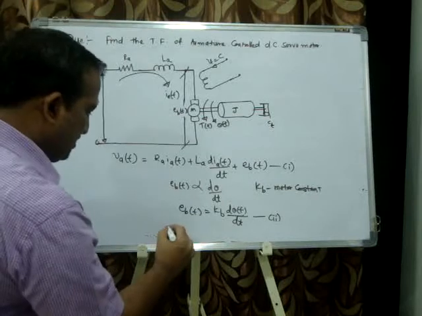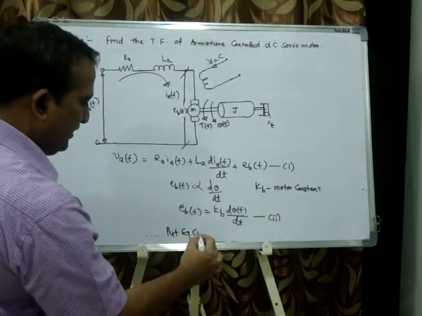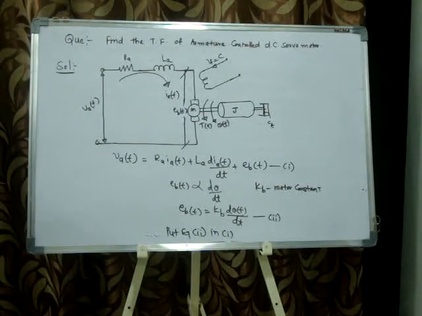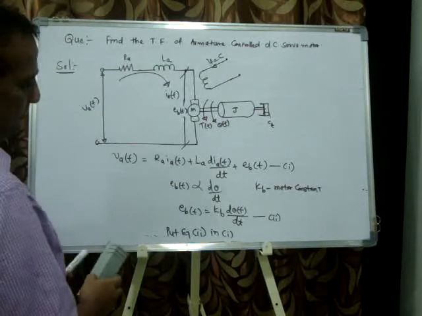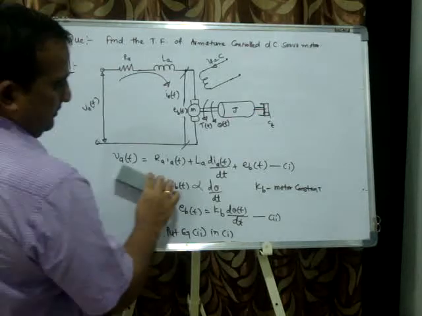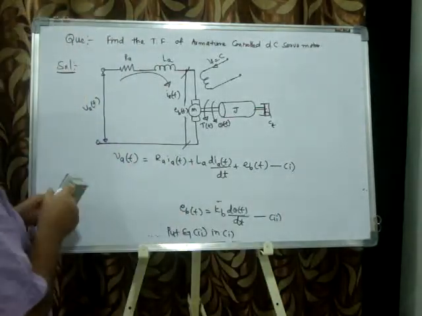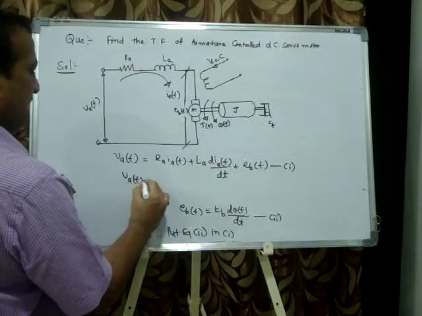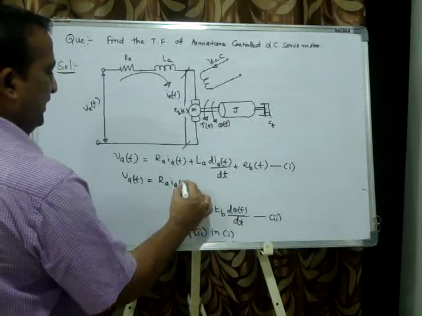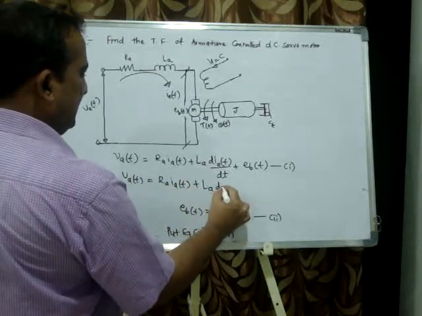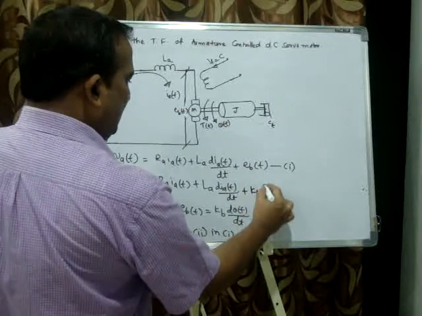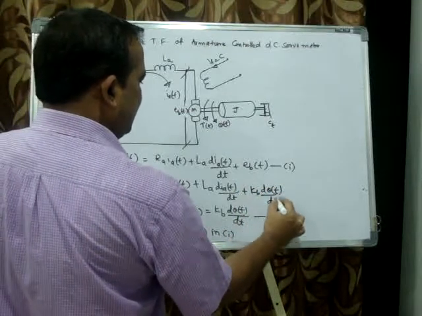Now you have to put equation 2 in 1. What will I get? You have to see here. VA of t equals RA IA of t plus LA d IA of t by dt plus kb d theta by dt.